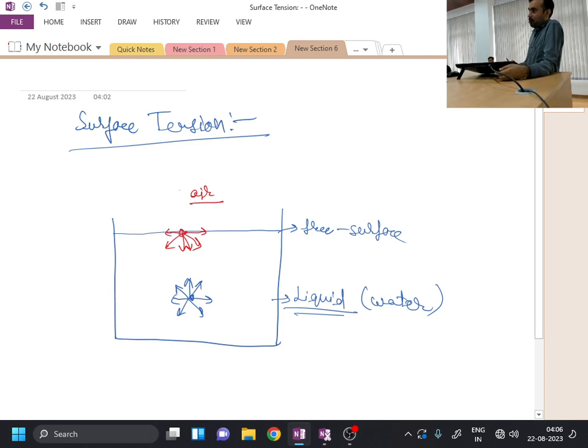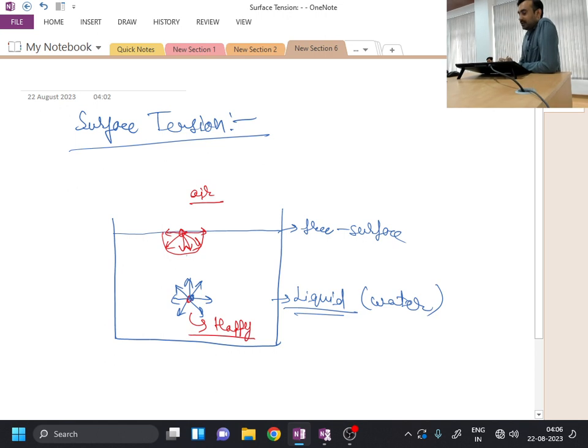Because of this, from the top portion, this particular molecule will not experience any attraction forces. On the contrary, from the bottom side and sideways, in this half sphere, it is experiencing the attractive forces. If you see the other molecule which is at the center, it is experiencing almost the same forces from all the directions. So the molecule which is experiencing equal forces in all the directions is in a stable or balanced state. Okay, so I can say it is in the happy state.